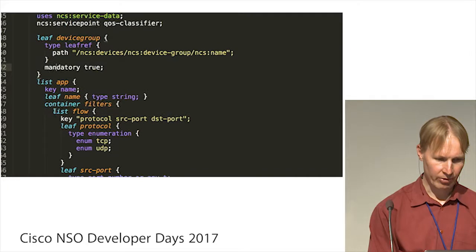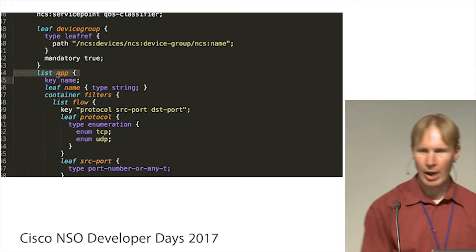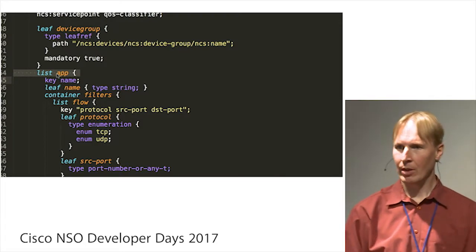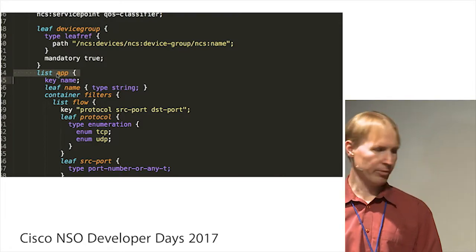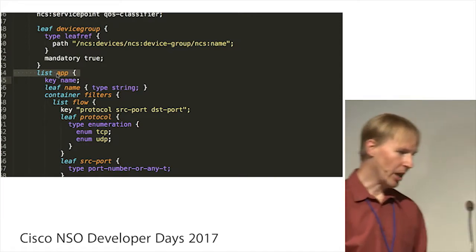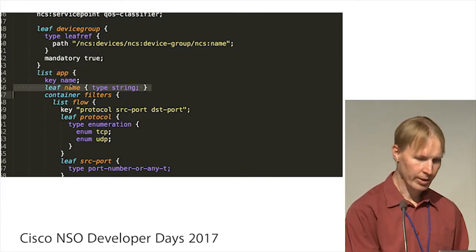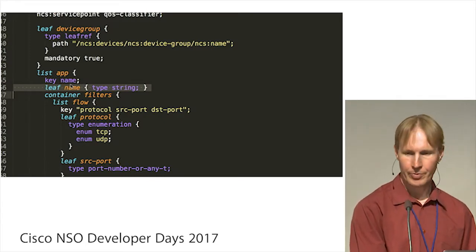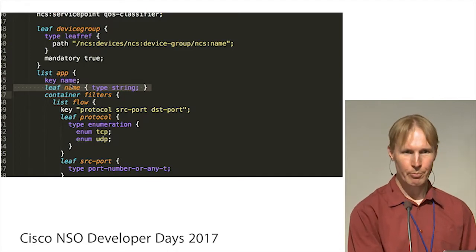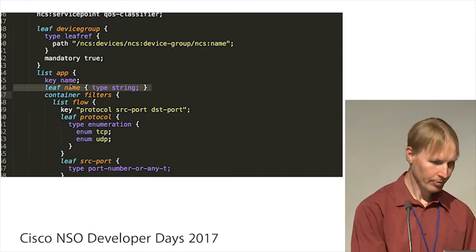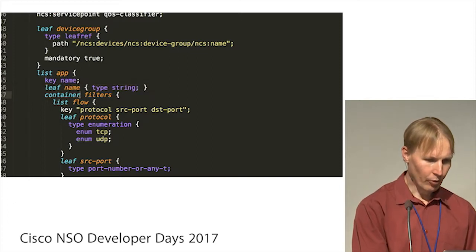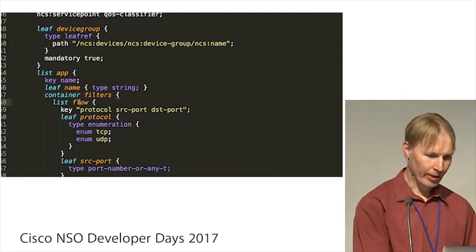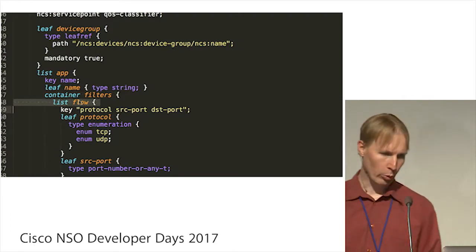Then we come to the meat of this service. Remember, we're about to classify applications to which queue they should be assigned, right? So, of course, we have to have a list of applications. Each application is given a name, which is just a string. It could be Spotify or Box or the backup plans, whatever it's called. For every application, we have a container with filters. Every filter has 0 or more flows.